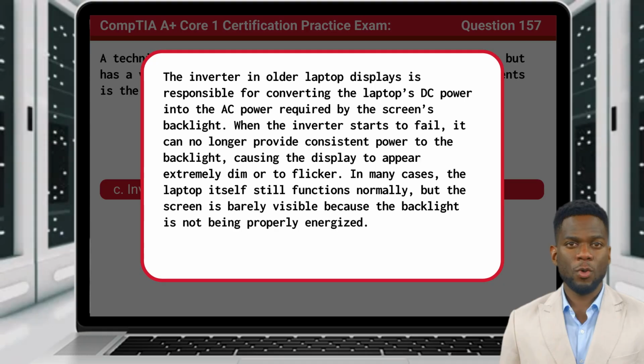The inverter in older laptop displays is responsible for converting the laptop's DC power into the AC power required by the screen's backlight. When the inverter starts to fail, it can no longer provide consistent power to the backlight, causing the display to appear extremely dim or to flicker. In many cases, the laptop itself still functions normally, but the screen is barely visible because the backlight is not being properly energized.